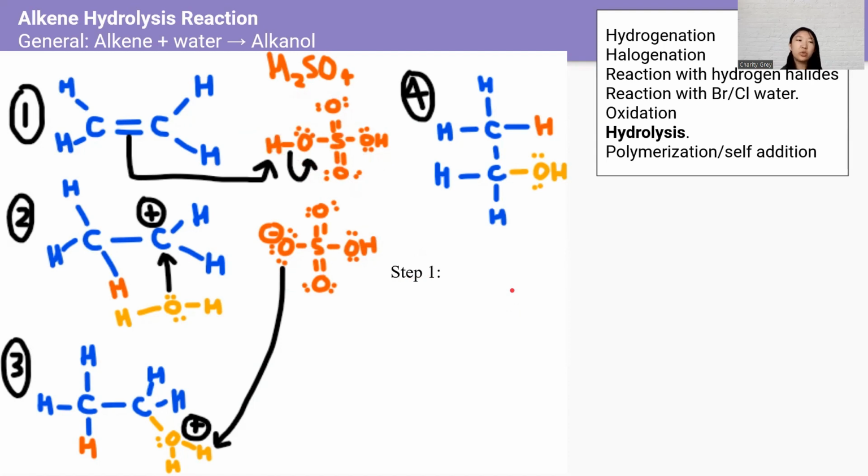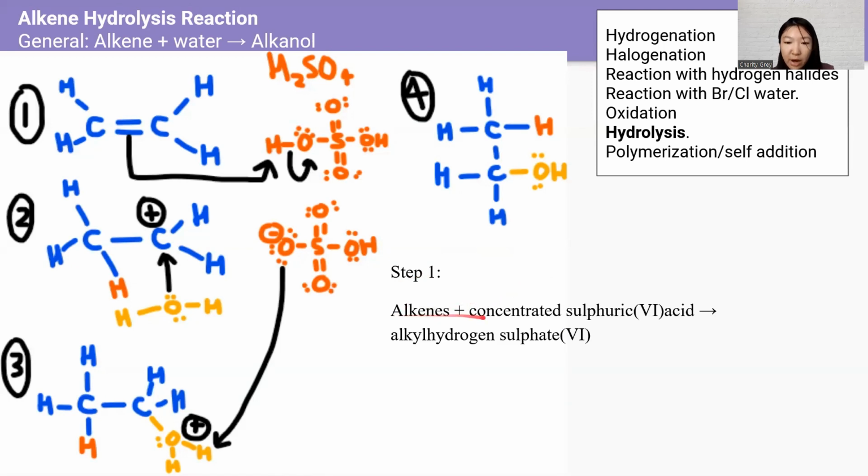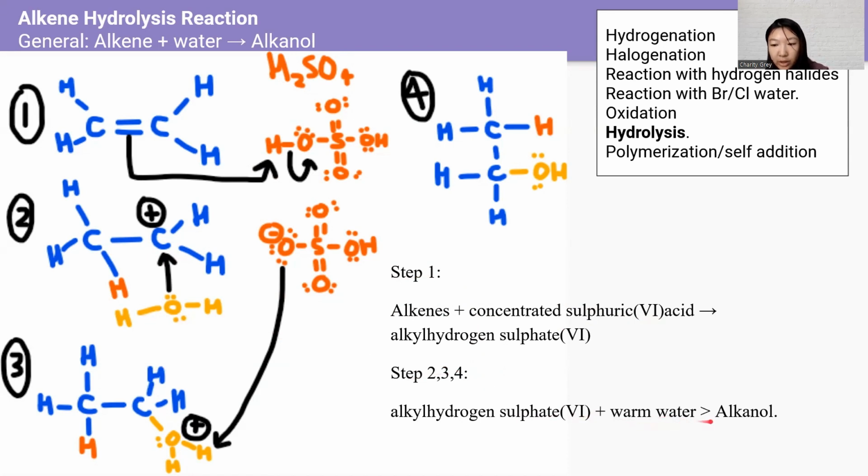So looking at the steps, we have step 1, step 2, step 3, step 4. We're going to condense some of the steps, possibly. So first we have the alkene and a concentrated sulfuric acid solution. And that becomes our alkyl hydrogen sulfate. Then steps 2, 3, and 4, what we actually do is we add warm water and we make it into an alkanol. So this is our alkanol. So you just really need to know step 1 and steps 2, 3, and 4.